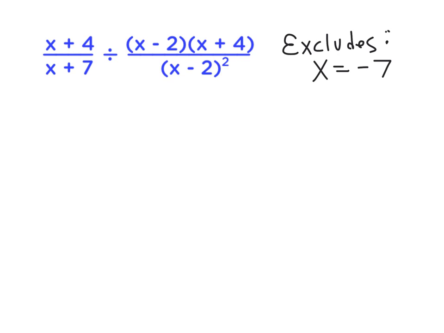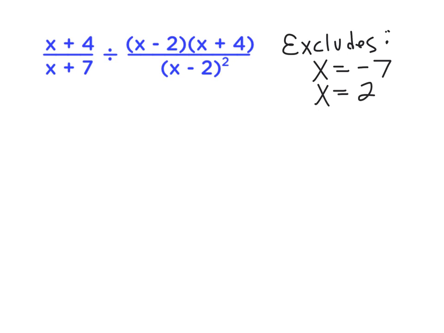And then if I look at my other fraction, my denominator, I have x minus 2 squared. Well, if I make that x a negative 2, that won't do anything. If I make that x a positive 2, 2 minus 2 is 0, 0 squared is 0. So I can't have x equal positive 2 either. So those are my two exclusions. Now I can work on dividing my rational expressions.